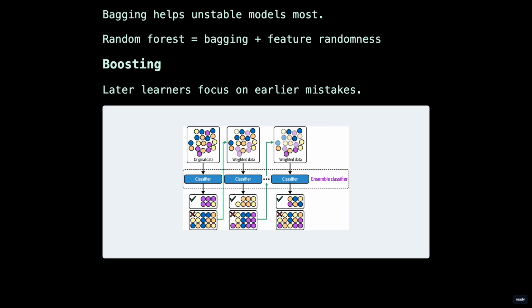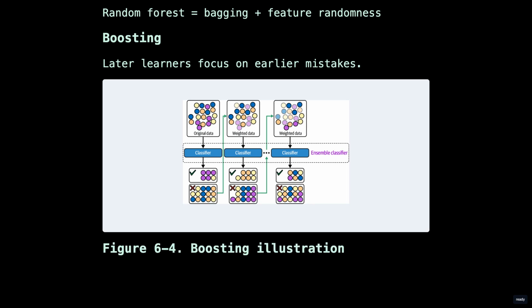Follow the arrows in the figure. Train one weak learner. Measure where it fails, then raise the weight of those failures before training the next learner. That feedback loop is the core mechanism behind boosting. The picture is useful because it shows the sequence rather than a one-shot vote. Boosting is not about independent models. It is about a chain of learners correcting earlier error patterns.